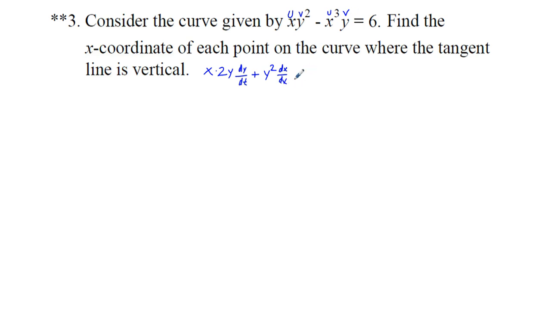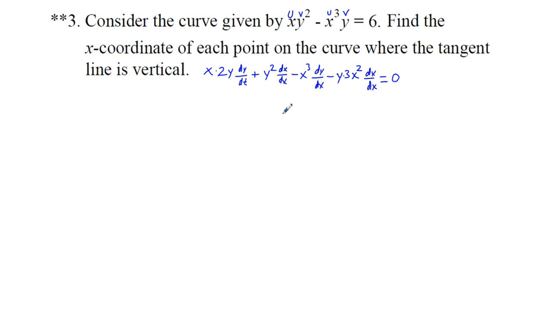And now this second part here, we're going to have u, which is x cubed, times the derivative of y, which is dy dx, minus y times the derivative of x cubed, which is 3x squared dx dx, and it's going to be equal to the derivative of our constant on the right side, which is 0.